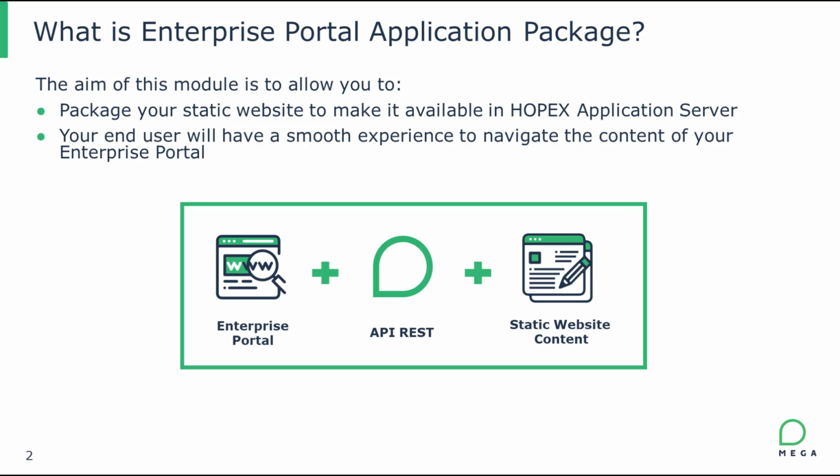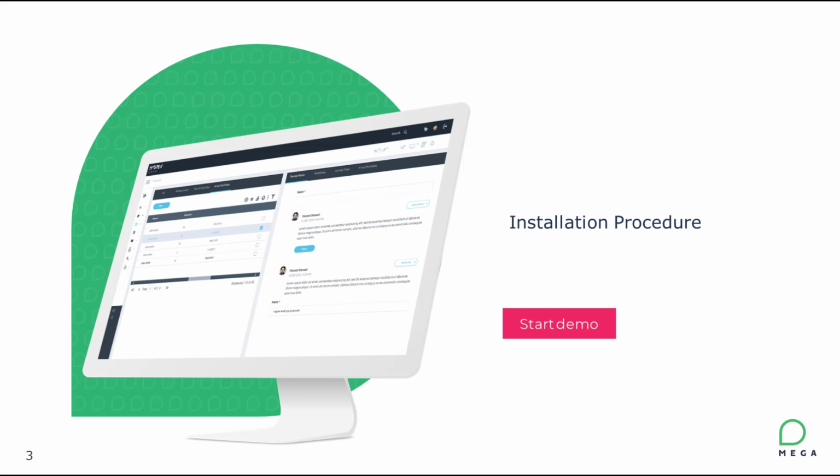The API REST, with that you can add a complementary REST API to OPEX to enable generation of the static website. And finally, the static website content allows you to encapsulate your static web pages generated by OPEX, and this module will be automatically replicated on all cluster nodes.